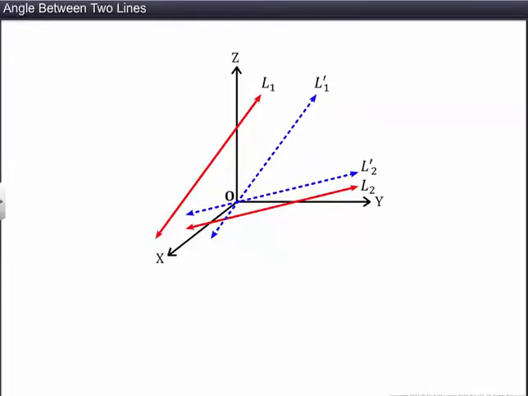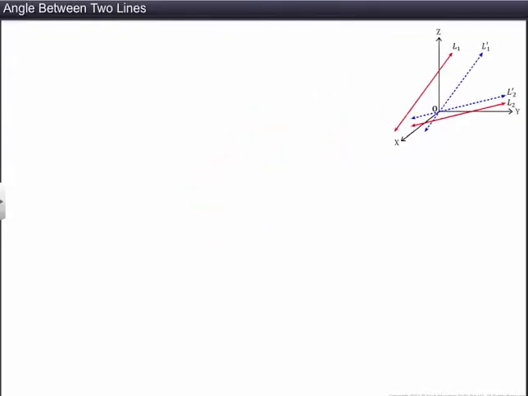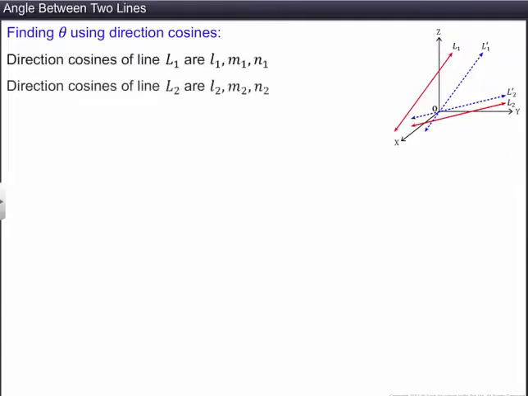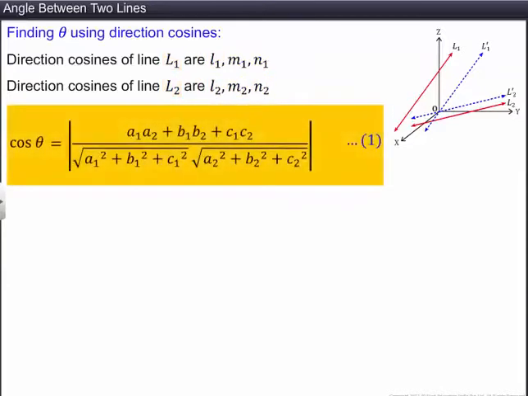Now, let us see how we can find angle theta if we are given the direction cosines of lines L1 and L2 instead of their direction ratios. If l1, m1, n1 and l2, m2, n2 are the direction cosines of lines L1 and L2 respectively, then from equation 1, cos theta can be written as shown. Let this be equation 3.